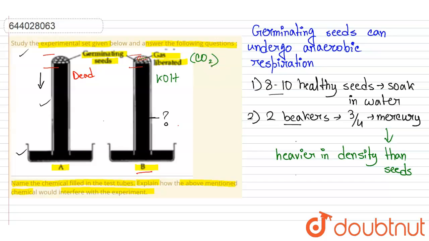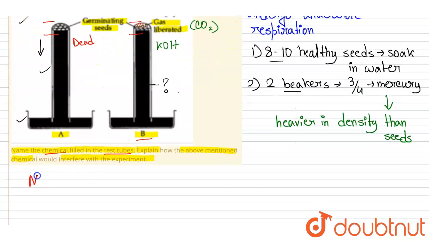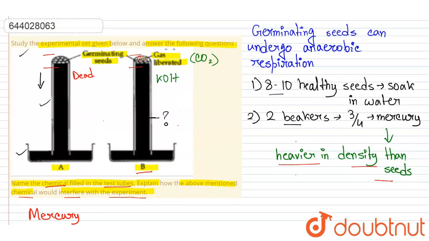So here the question says name the chemical filled in the test tubes. The chemical that is filled in the test tubes is mercury liquid. And how does mercury interfere with the experiment? Mercury is heavier in density than the seeds, so the seeds will rise to the top of the test tube and there is no oxygen in the setup, so the seeds will undergo anaerobic respiration and they will produce carbon dioxide. This will be our answer here.